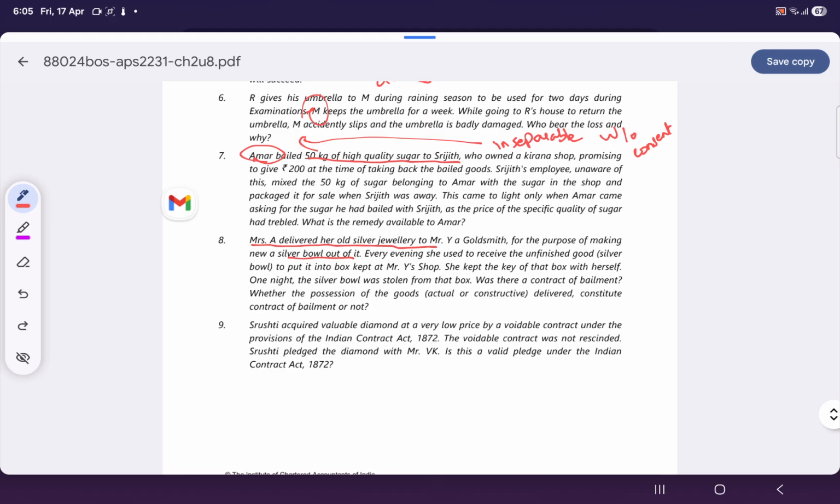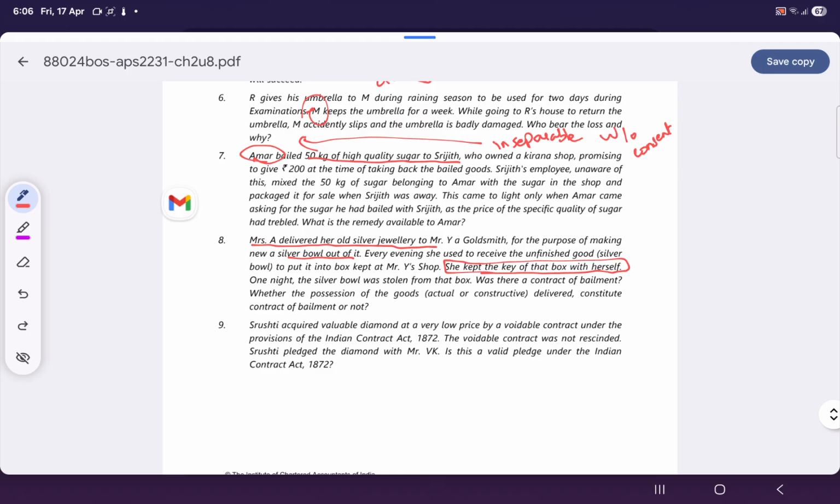Whether the possession of the goods, actual or constructive, delivered constitutes a contract of bailment or not. See, the key was always kept with herself. There was possession with her only, always. She got it again every night. So this is not a contract of bailment. We will check the answer.